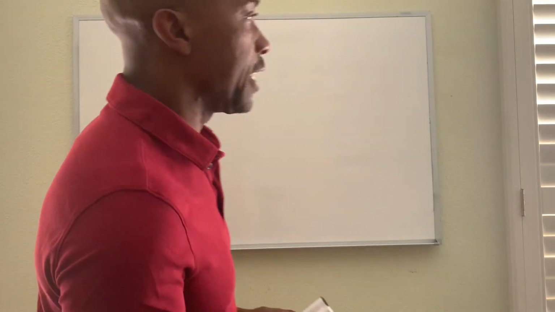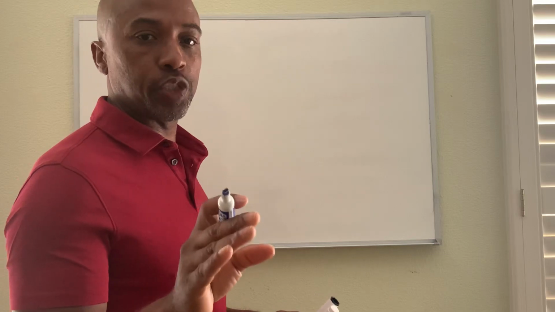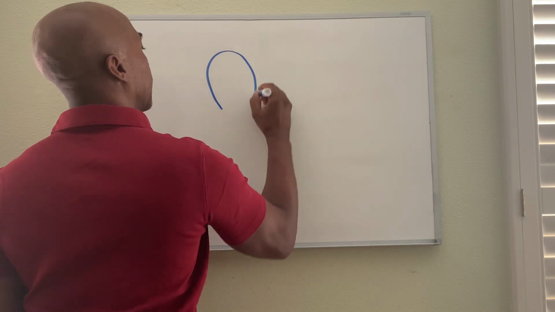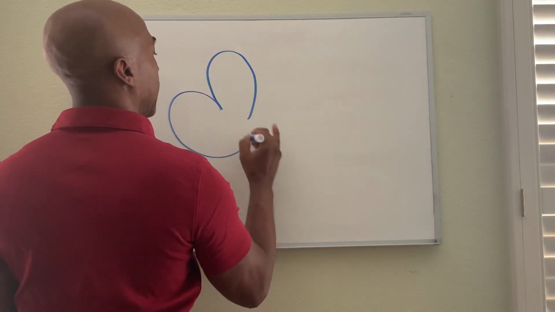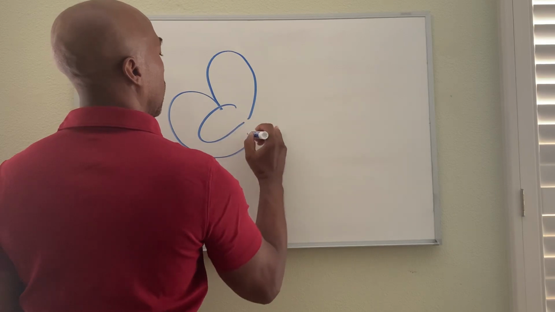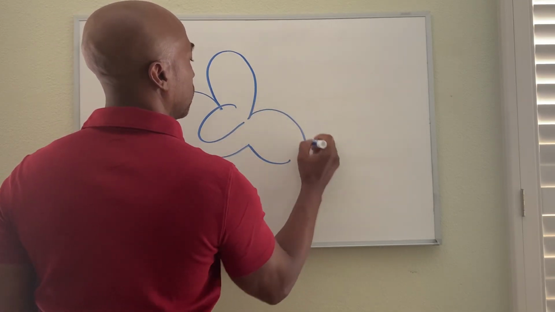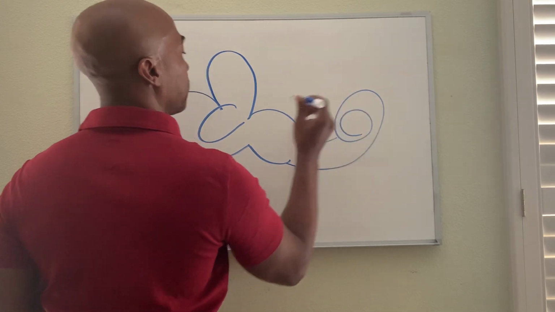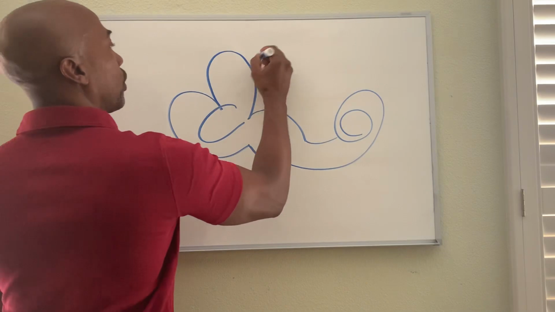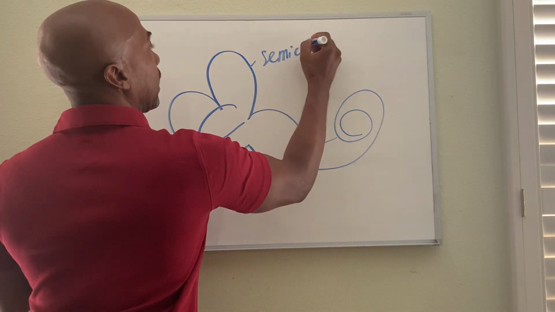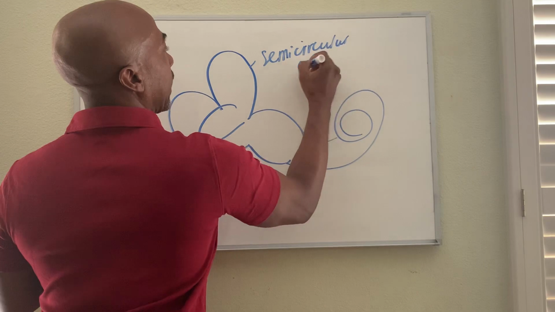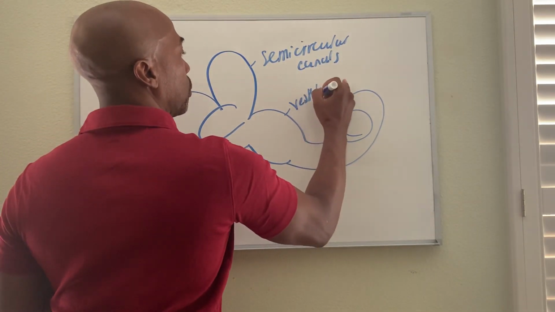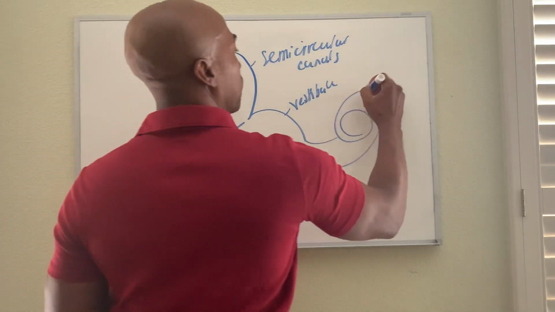Okay, so this works because of receptors which are in the inner ear. If you recall, your inner ear has these canals, 3 canals attached to a vestibule, attached to a cochlea. So up here we have what's called your semicircular canals. Here is your vestibule, and this of course is your cochlea.